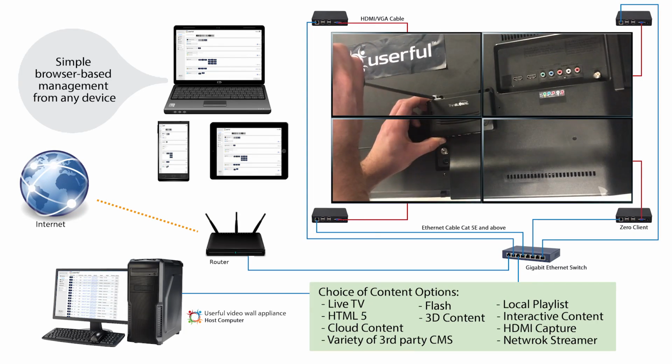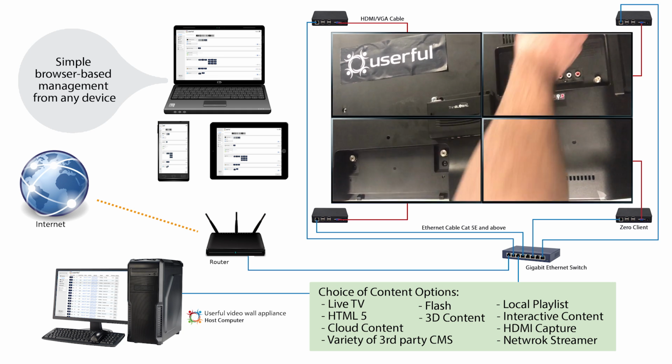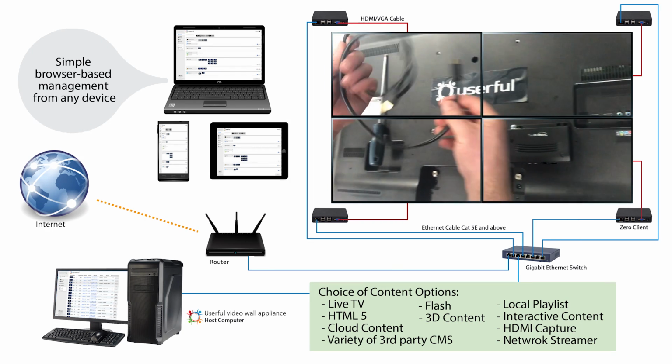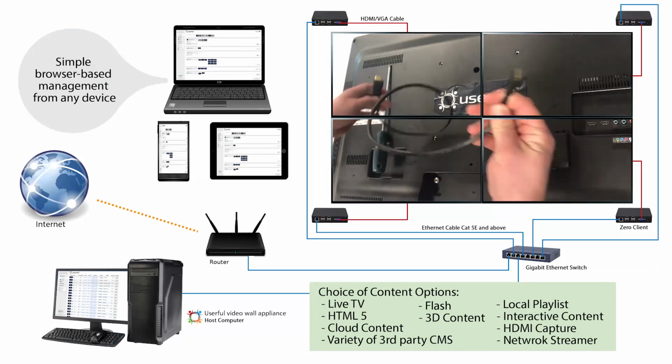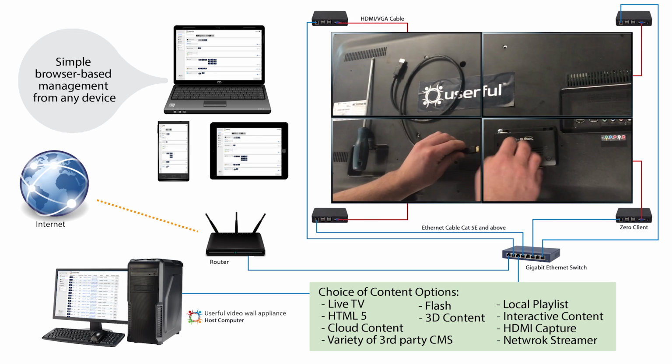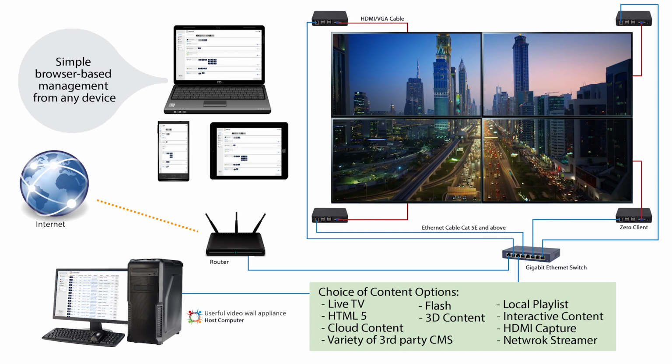Serial clients can be mounted on the back of the displays, as shown here, and they connect to the displays using HDMI or VGA cables. HDMI connections will give you a better quality output.